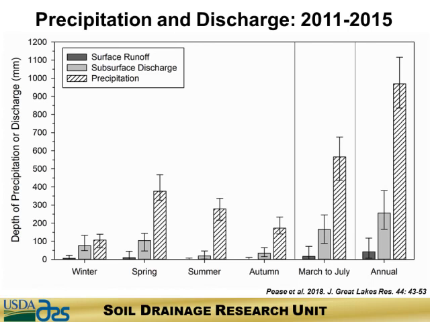But we can't forget about surface runoff either. About 8% of our annual precipitation does leave the field as surface runoff. So we can't forget about that part. It's not negligible, so we have to be thinking about that as well.